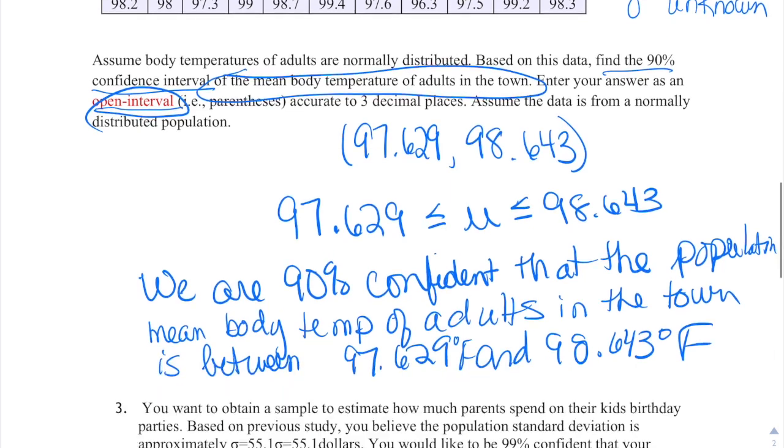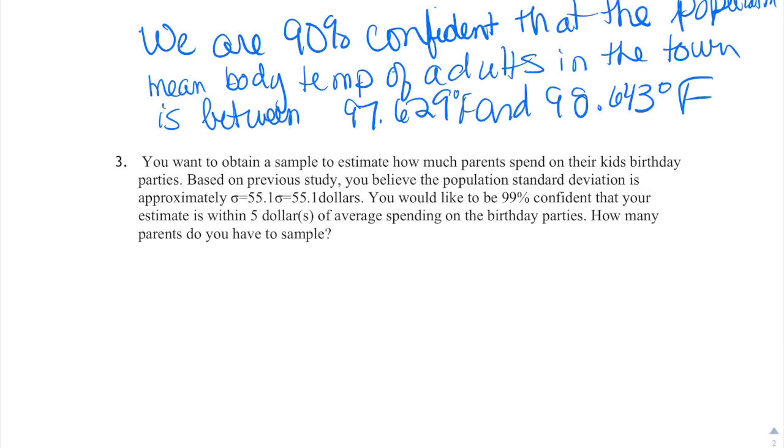Make sense? Okay, one last example here, just to practice using the finding, not the confidence interval. This is where we want to obtain a sample to estimate how much parents spend on their kids' birthday parties. Based on previous studies, you believe the population standard deviation is approximately $55. You would like to be 99% confident that your estimate is within $5. Okay, that word within is going to tell us our error bound. As soon as you see within, you know that's your margin of error. How many parents do you have to sample?